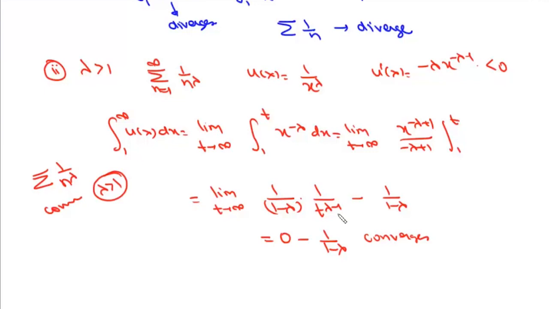And if lambda is less than 1, then here this power will be negative. In that case, this integral won't converge. So I'll leave the solution to this third case to you.